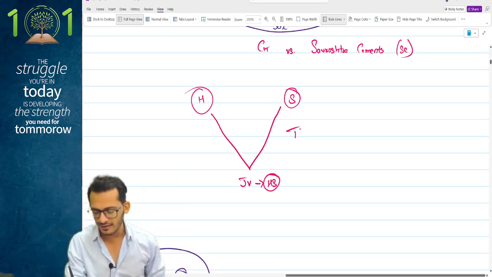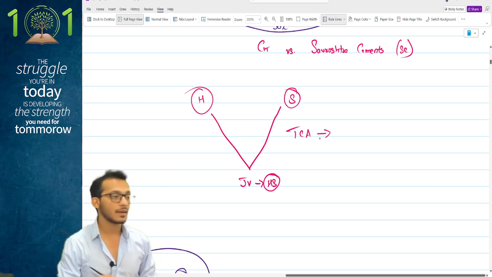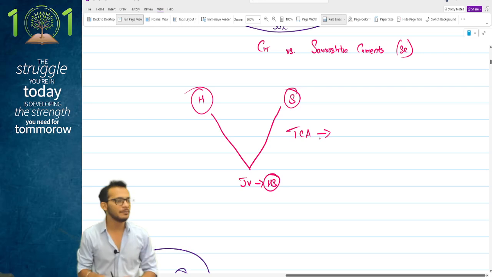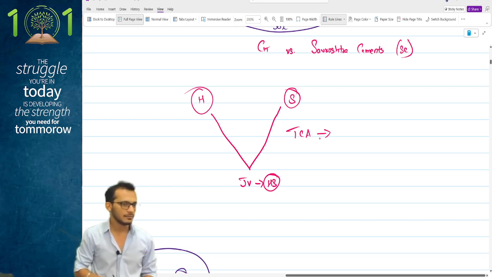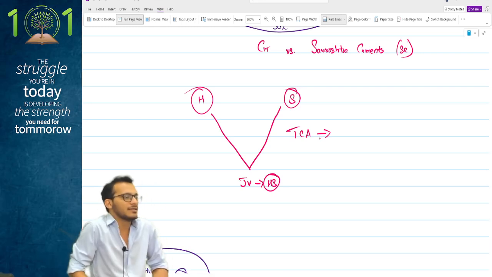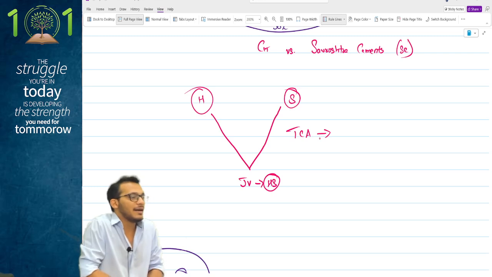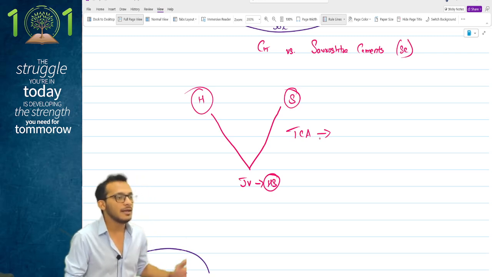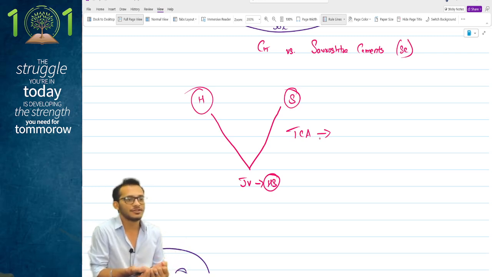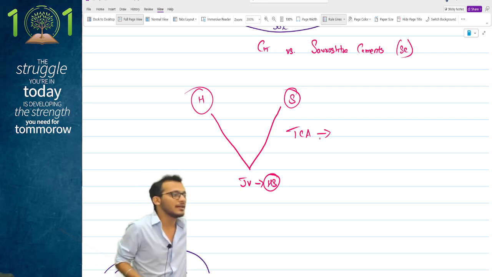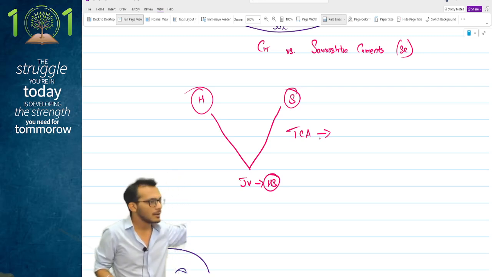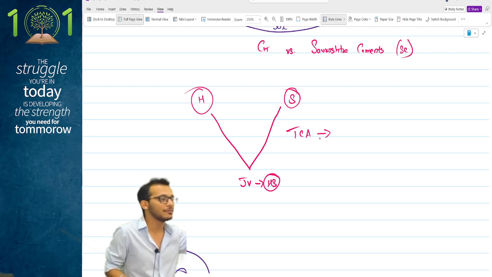The agreement was called TCA, or in simple words, Technical Collaboration Agreement. Yes, we are technically collaborating with each other and forming a JV. Now, obviously, when you are entering into a technical collaboration agreement, one person will hold all the technical knowledge. So he will go to the other person and say, I want money for whatever technical knowledge I am going to give. Yes or no?